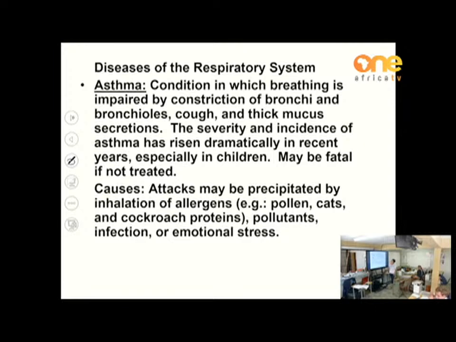And there we have asthma. It is a condition in which breathing is impaired by the constriction of the bronchi and the bronchioles, cough and thick mucus secretions. The severity and incidence of asthma has risen dramatically in recent years, especially in children, and it may be fatal. What causes this? Asthma is caused by allergens and stress. If you tend to have a lot of asthma attacks, maybe it is caused by stress.